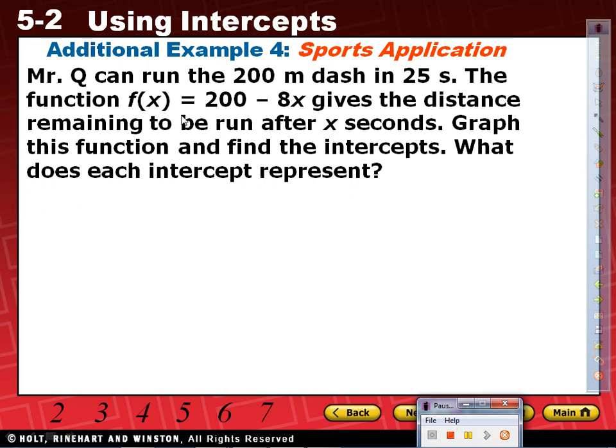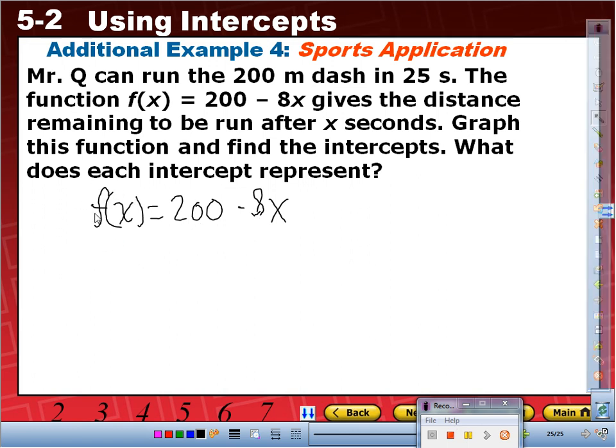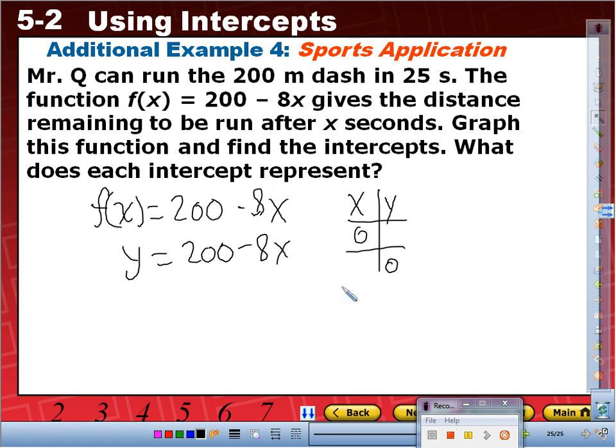So check this out. To write this one, they give you the equation, f of x equals 200 minus 8x. In order to do what we just did, we need to change this, right? We know that f of x could be written as y equals 200 minus 8x. Is that correct? Do we know what to do from there? Yes. Get a table, 0 and 0. Substitute those values and get your table filled and plot your points, right?